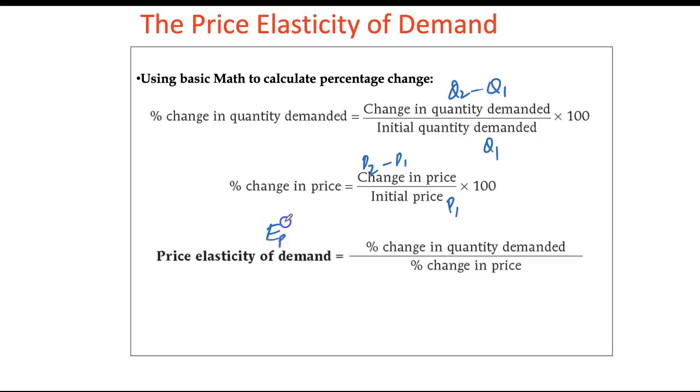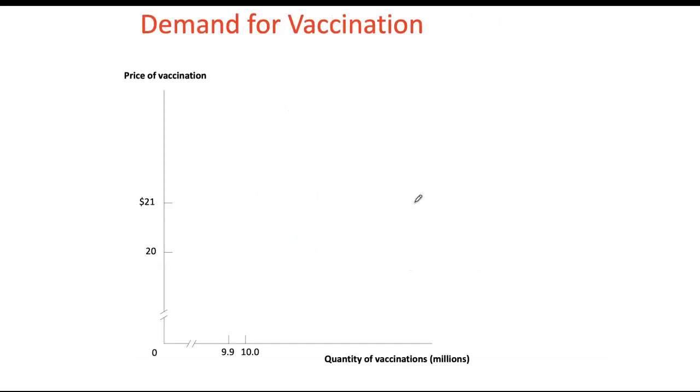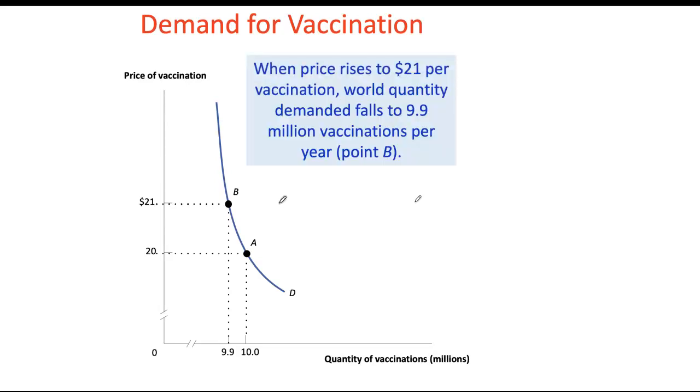I'll use this notation for our price elasticity of demand. So it's simply the percentage change in quantity demanded divided by the percentage change in price. This is the mathematical formula, and let's look at now an example and apply it over here. Here I have the demand curve for vaccines, and the price of vaccine is going up from $20 to $21 per unit. And as a result, you can see quantity demanded for vaccines has gone down from 10 to 9.9 million units. As a result of this change from A to B, we can now calculate the price elasticity of demand.